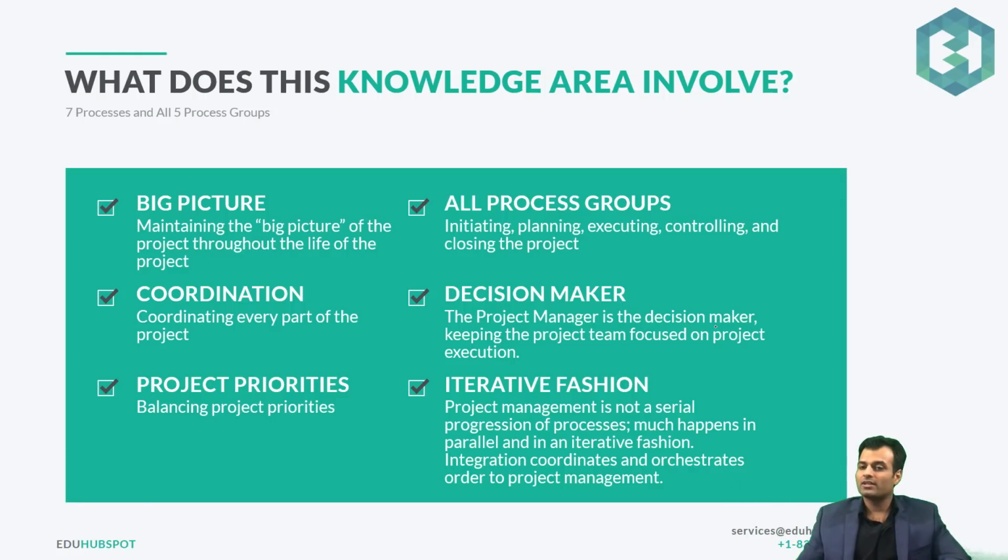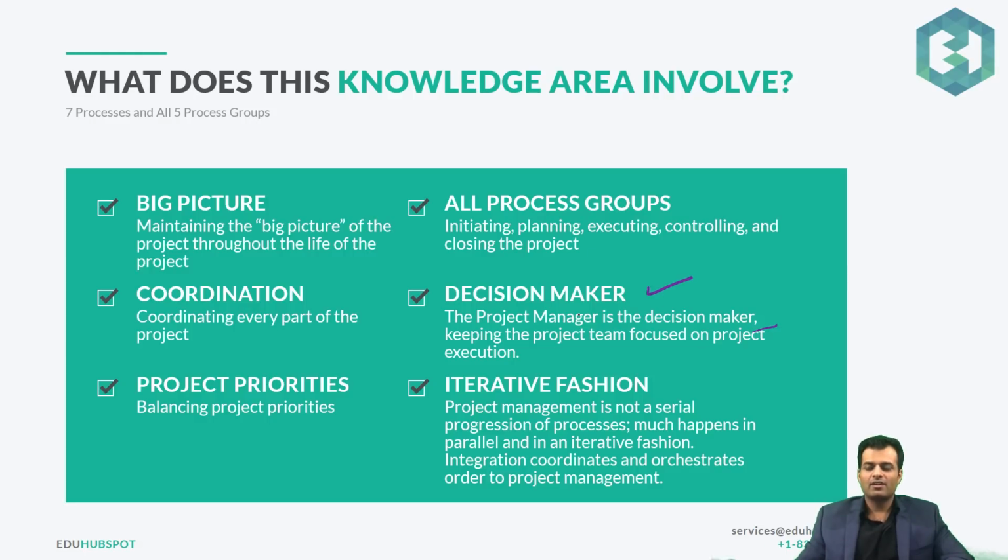Then, the next is all process groups: initiating, planning, executing, controlling and closing the project. Why? Because we have processes from all the process groups. Then we have the coordination. For coordinating every part of the project, since it has processes from all the knowledge areas, it coordinates. What does integration mean? It means to integrate, to combine, to join different processes. So it's coordinating every part from time management to risk management to scope management to quality management. Everything is included in this knowledge area.